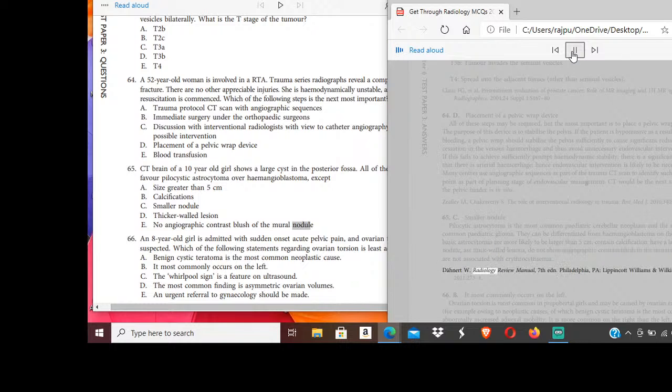Dahnert W. Radiology Review Manual, 7th ed. Philadelphia, PA, Lippincott Williams and Wilkins, 2011:273-4.